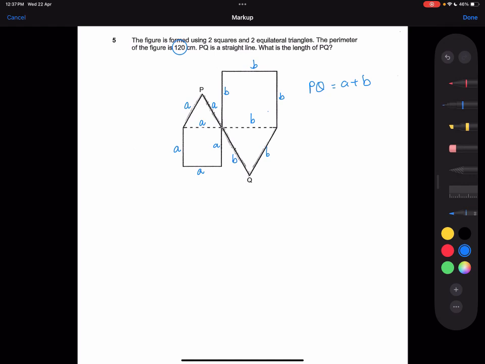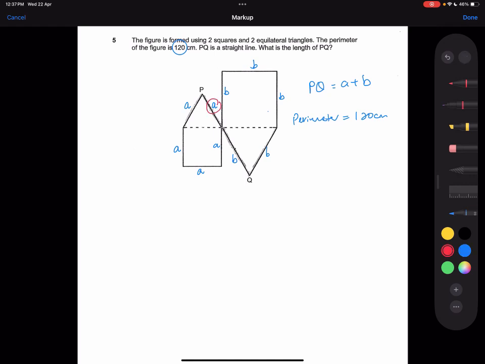Now, perimeter of the figure is 120 centimeter. Now, before we move on, I would like to delete the B here and the A here, because we got to be very careful not to include this line because it is not part of the perimeter of the figure. All right, so let's count.